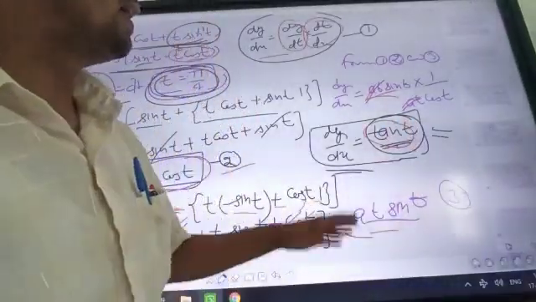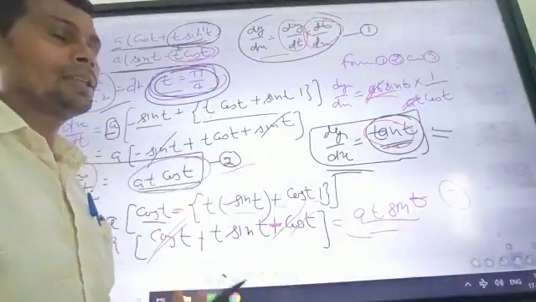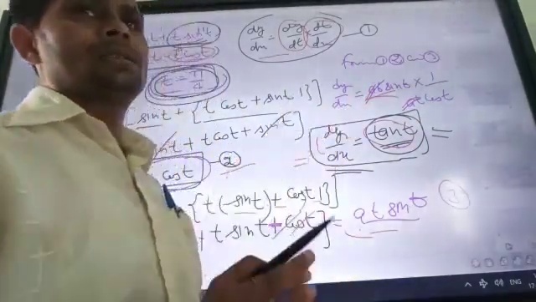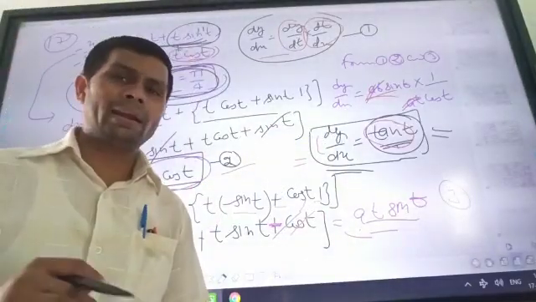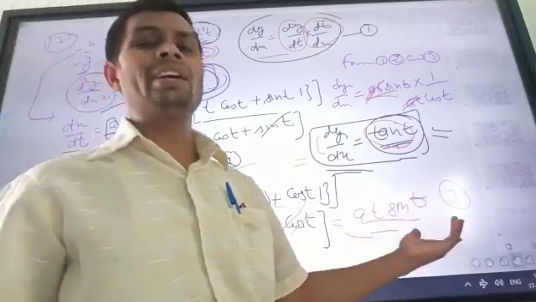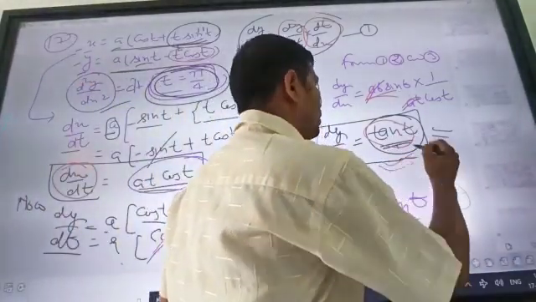One more important thing I want to tell you: if you have to calculate the double derivative d2y by dx square, then in maximum cases the value of dy by dx will come as either tan t, cot t, tan t by 2, cot t by 2, or t may be replaced by theta. So this is the same result.